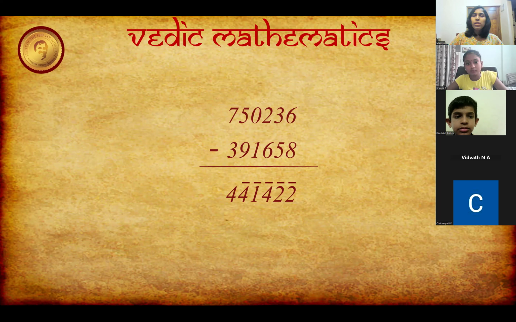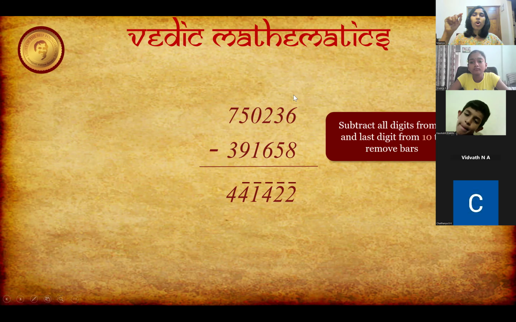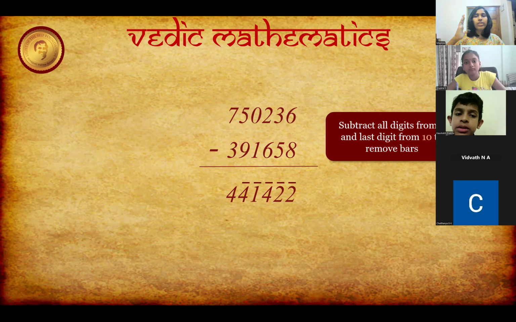So it's a formula, but you can use it for multiplication, you can use it for addition, you can also use it for subtraction like we're using it here. It's a formula, but you can use it at different places. So now we'll be using the same formula. We'll be subtracting all digits from our right from 9 except the last digit, which we'll subtract from 10 to remove these bars and come to the final answer.